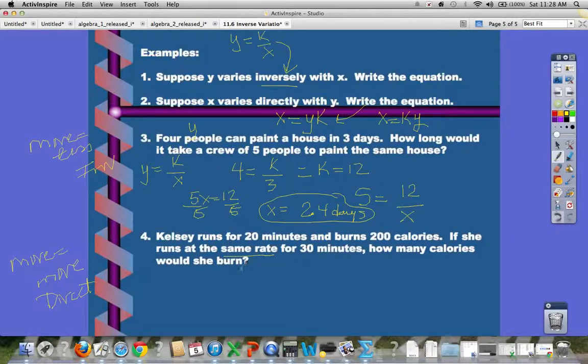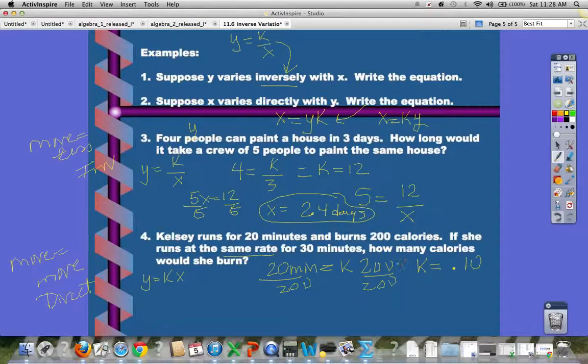All right, so when we set this up, we're going to have 20 minutes equals k times 200. Okay, so we have to find k, so we're going to divide by 200. We should put over here y equals kx is our direct variation equation. All right, so then when we get k, right here, so we're going to have 20 minutes divided by 200. That's 0.10.